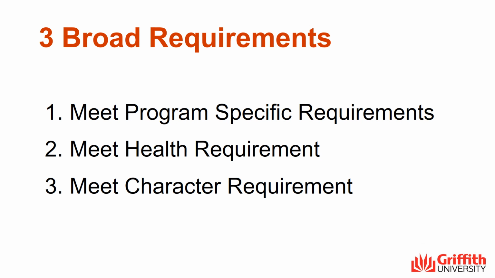What does a person have to do to obtain a visa? This is a simple question and is essentially what this course is all about. How to obtain a visa. Essentially, to obtain a visa, three broad requirements have to be met. The applicant has to meet specific program requirements, has to be medically cleared, and has to meet the character requirements.